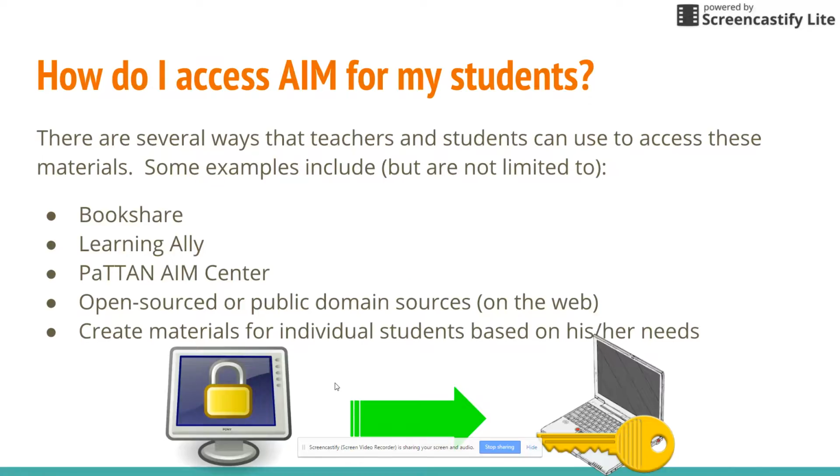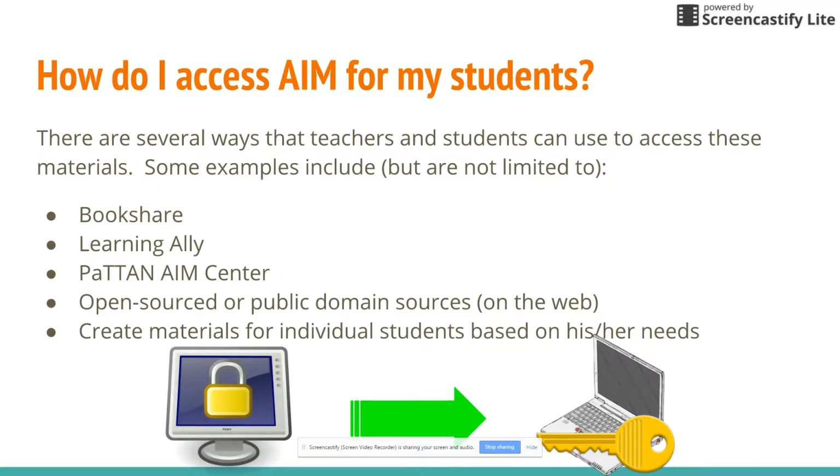When we look at how we have access to AIM for students, there's different ways that we can find these things. Again, just some examples. This isn't a finite list. Bookshare is an organization that's available online for students who qualify. They must have a qualifying disability, which is defined as they have to have a visual impairment or a physical or learning disability that prevents them from accessing text and using it to make progress in the general education curriculum. Learning Ally is another service that provides audiobooks.